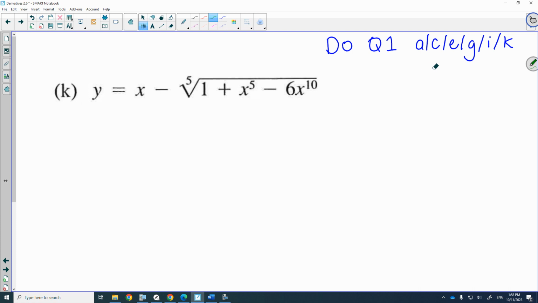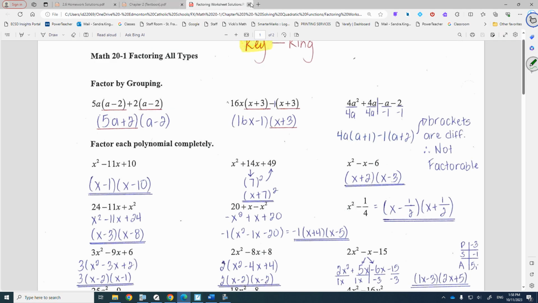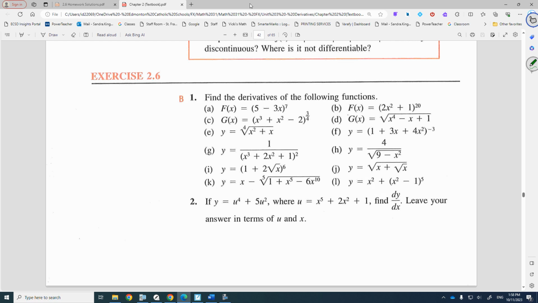So just write down, here's question K. And I believe number 1 just says find the derivatives of the following functions. So sorry, you're going to be doing number 1 left-hand column in your book, and we'll do K together, because the other ones are quite straightforward.